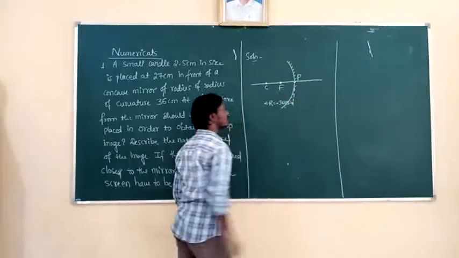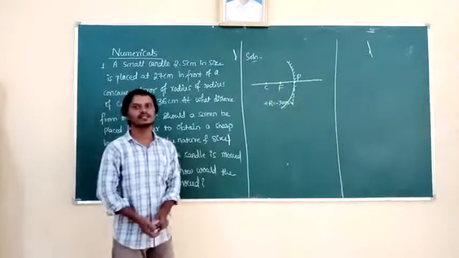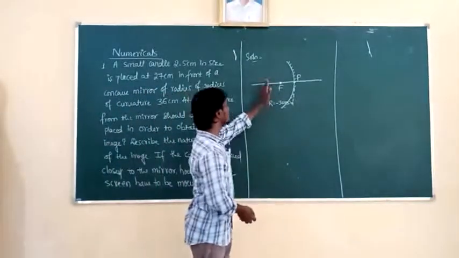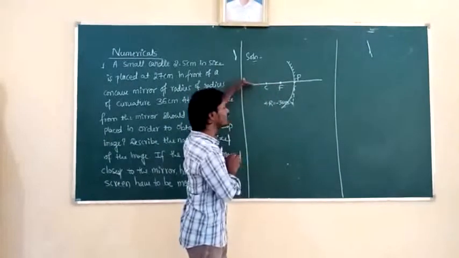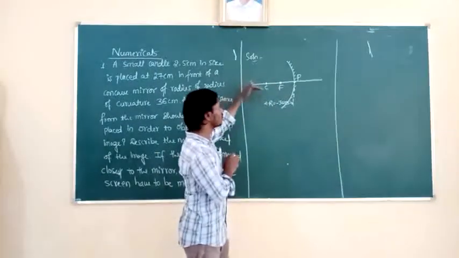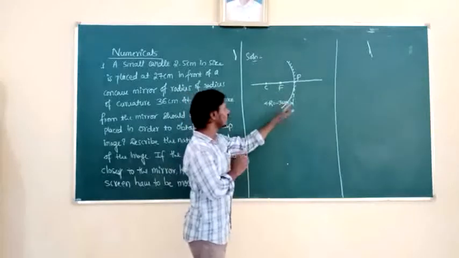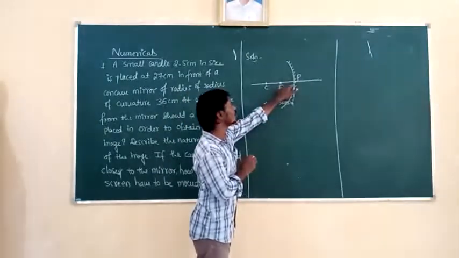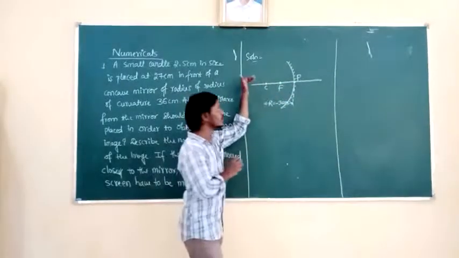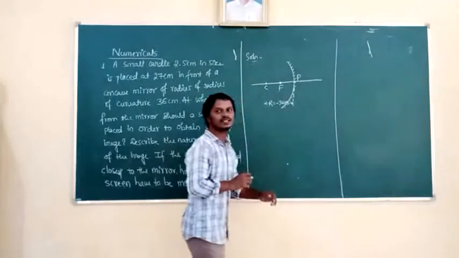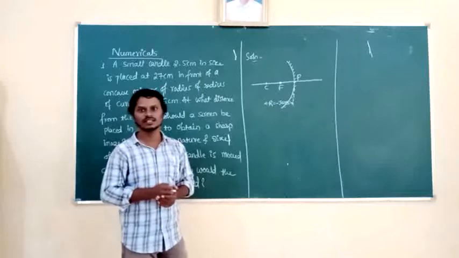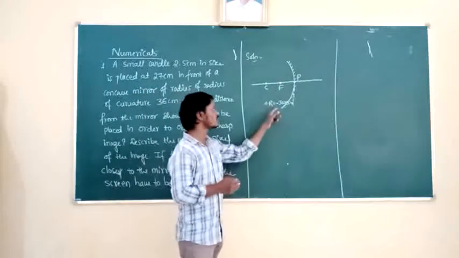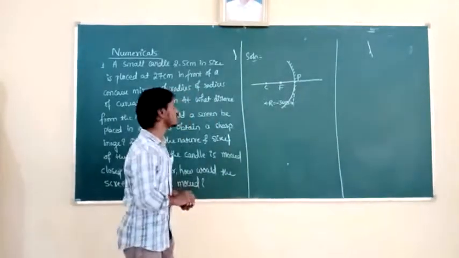Why is the radius of curvature taken as minus 36 centimeter here? So here the center of curvature is at the left side. Left side means it is on the negative x-axis. Or otherwise, by using the sign convention, the radius of curvature is measured from pole to the center of curvature in the opposite direction of incident light. If we measure the distance in the opposite direction of incident light, that distance is taken as negative, minus 36 centimeter.